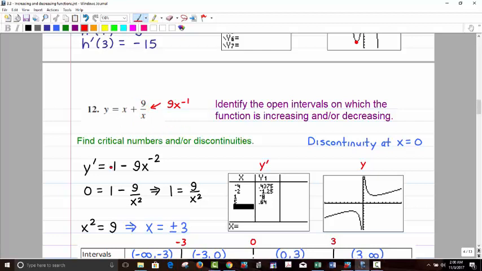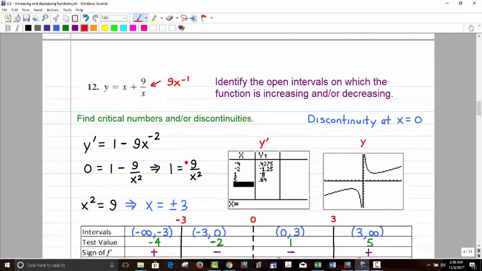So let's take the derivative. Derivative of x is 1. The derivative of 9x to the negative 1 would be negative 9x to the negative 2. Now I'll drop it back down as a positive exponent when I set this equal to 0. It makes it easier to solve algebraically. So you can bring the 9 over x squared over. You'll get 9 over x squared equals 1. You can cross multiply like this and it gives you x squared equals 9.